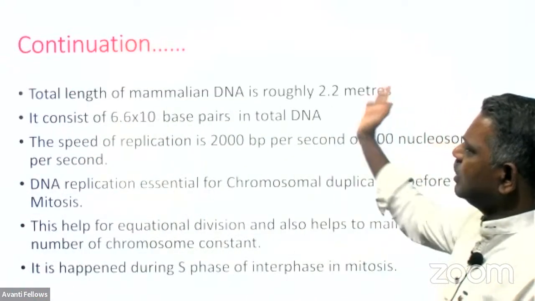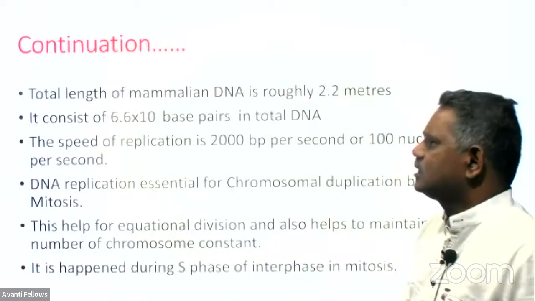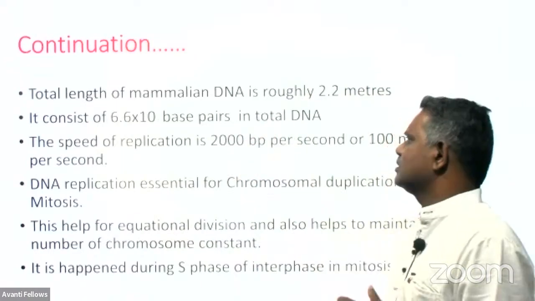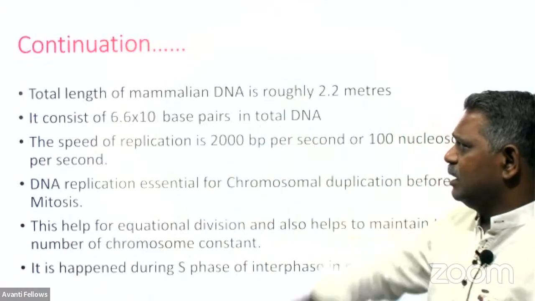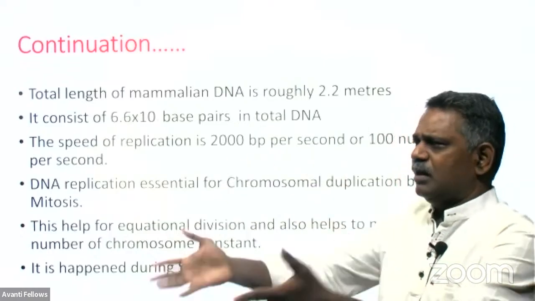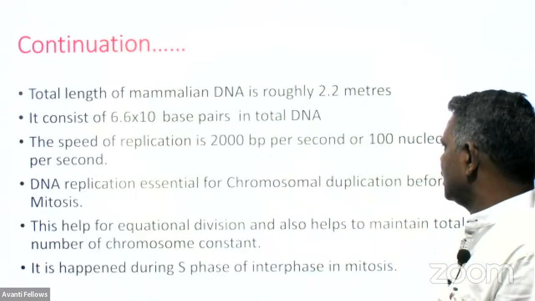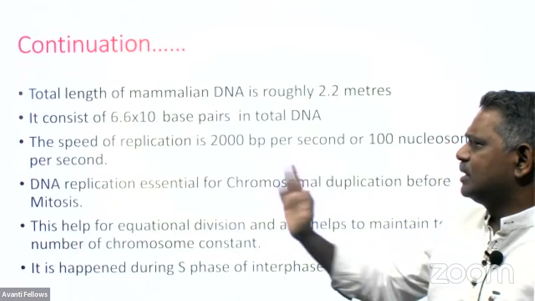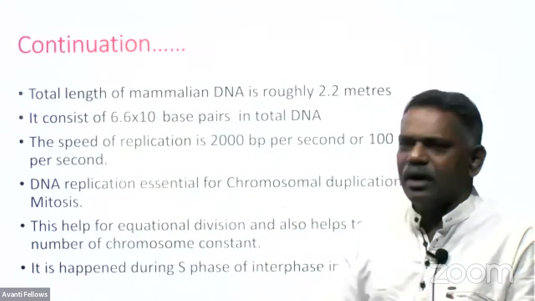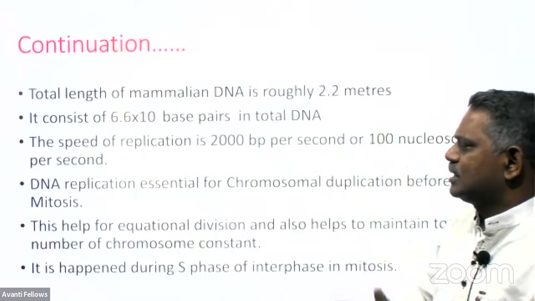And see, the total length of mammalian DNA is roughly around 2.2 meters. And it consists of 6.6 into 10 raised to 9 base pairs in the total length of the DNA in a mammalian cell. The speed of replication is about 2000 base pairs per second or 100 nucleosomes per second. This is the speed of replication, making a new strand. That is 2000 base pairs per second or 100 nucleosomes per second.